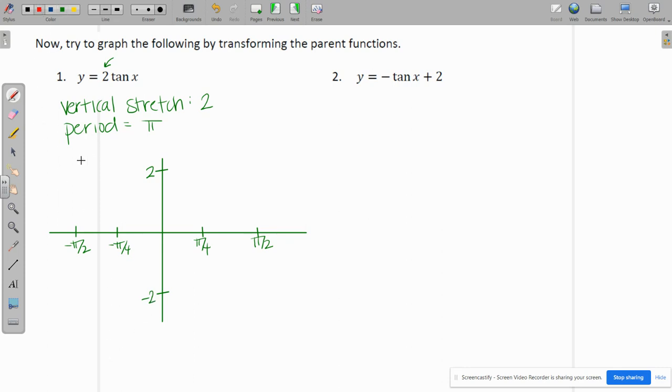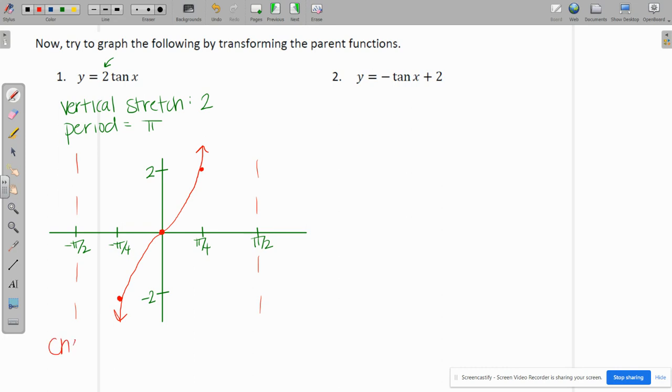So when I graph, I start with my vertical asymptotes on the ends. And remember, tangent goes up from left to right. So I'm going to start down here at negative pi over 4, negative 2, then 0, 0, and pi over 4, positive 2. And then we make sure to connect those how we know it should look. And just like before, remember that you can check a point.